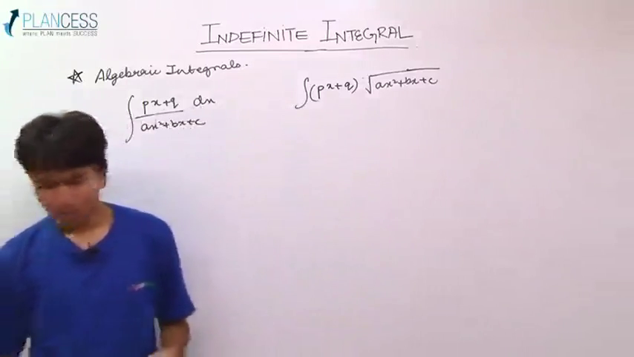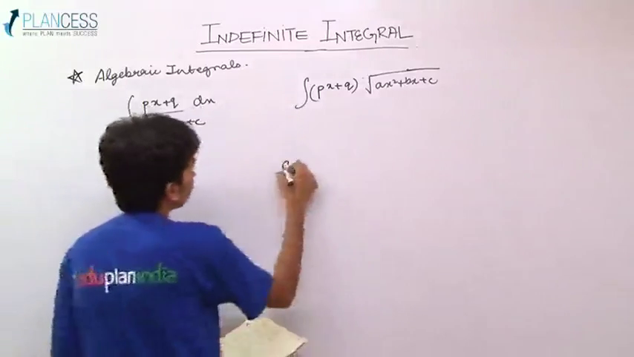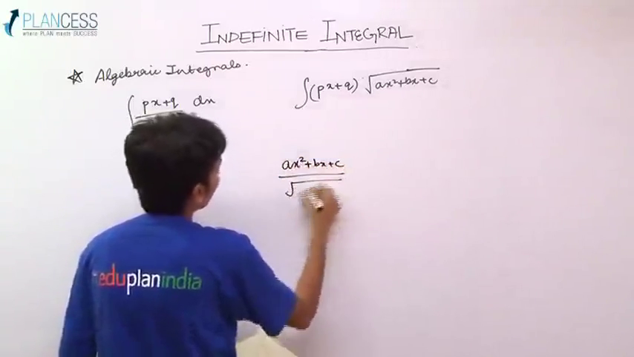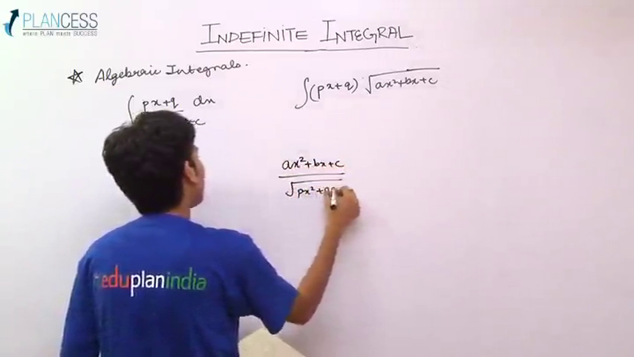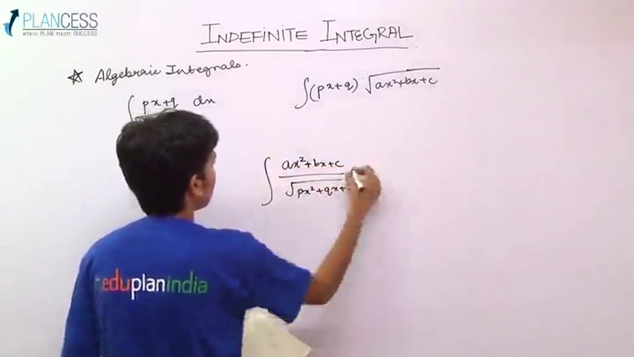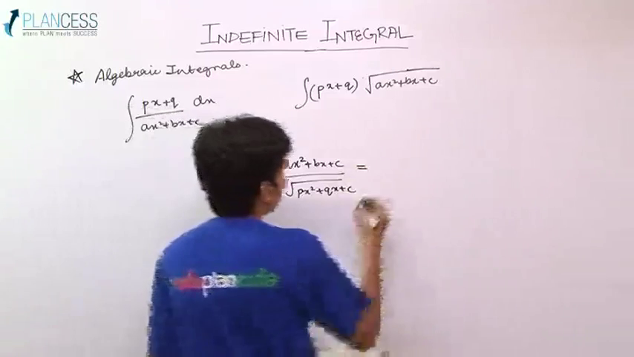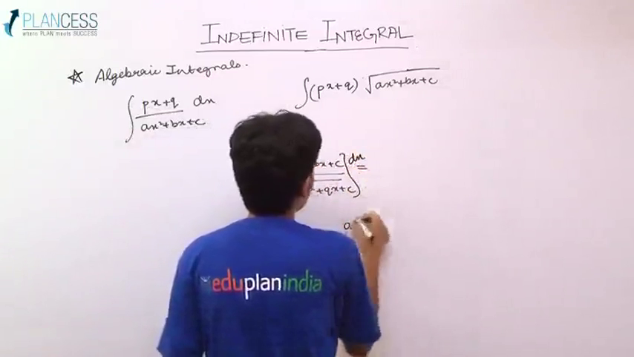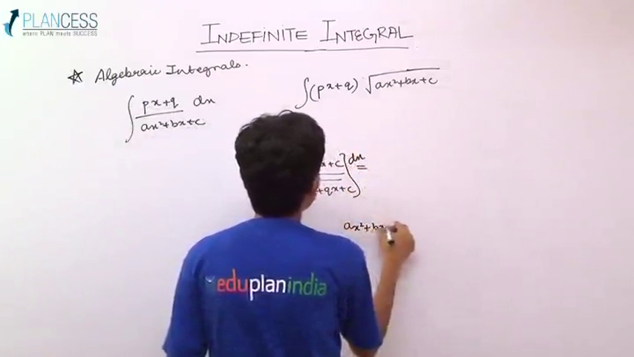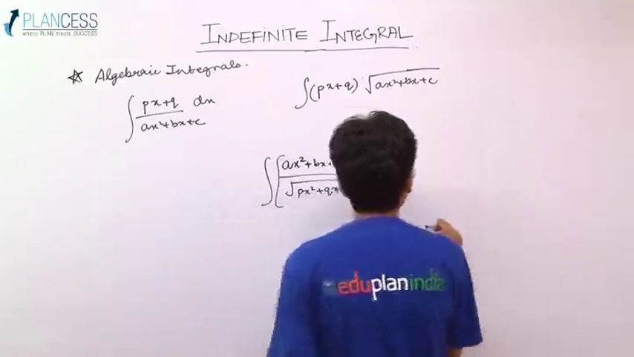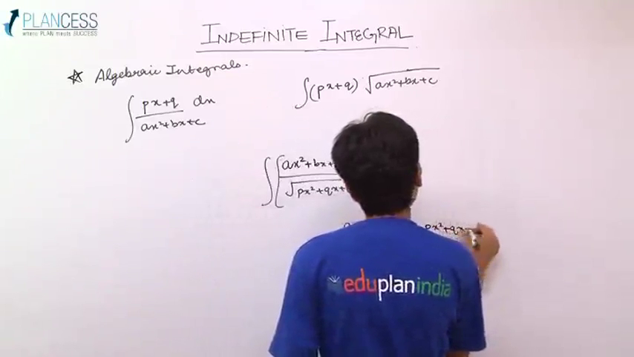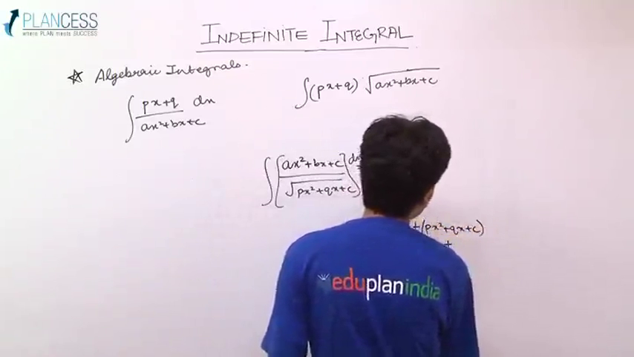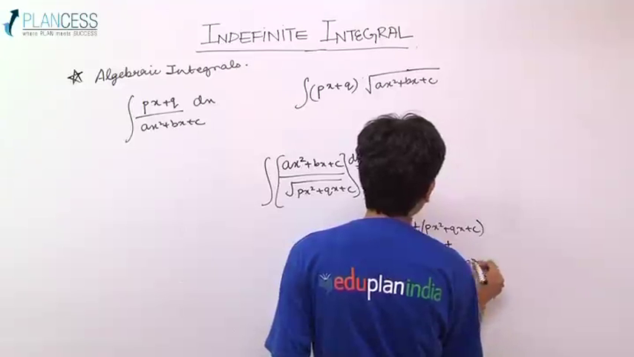And then there is the second part, that is if you have a format like this, ax square plus bx plus c upon root px square plus qx plus c integral. Okay, then in that case you write, and dx obviously, dx, then you try to express ax square plus bx plus c as t1 times px square plus qx plus c, plus t2 times derivative of this, that is 2px plus q, plus t3 a constant.